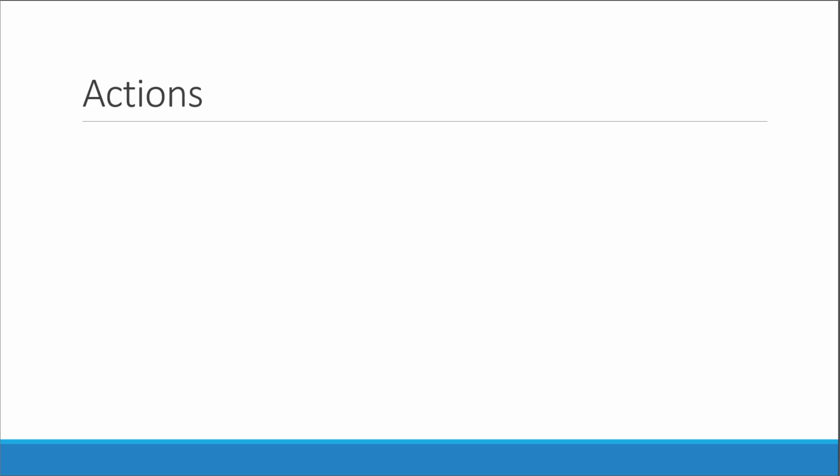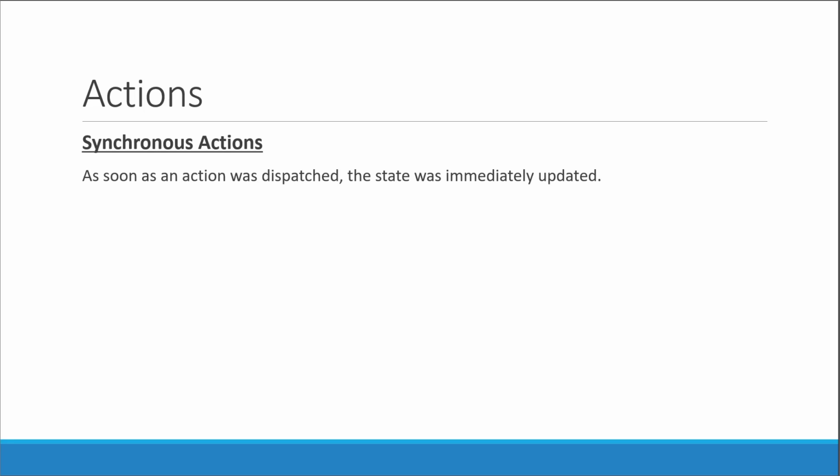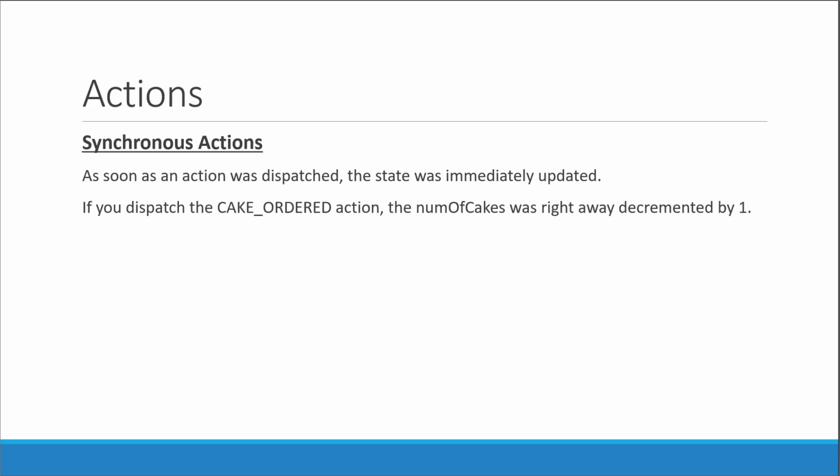In this video, let's get started with asynchronous actions. Up until now, we have had a look at synchronous actions. As soon as an action was dispatched, the state was immediately updated. If you dispatch the cake ordered action, the number of cakes was right away decremented by 1. And the same goes with ice cream ordered action as well. Now this works perfectly fine for our cake and ice cream shop example.